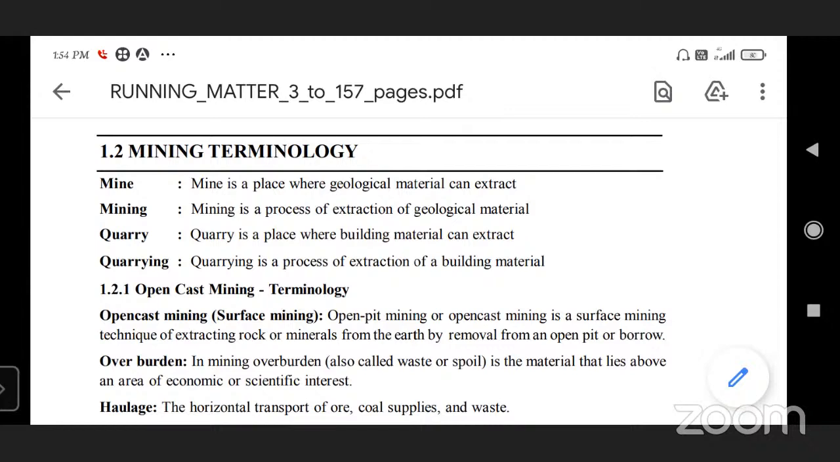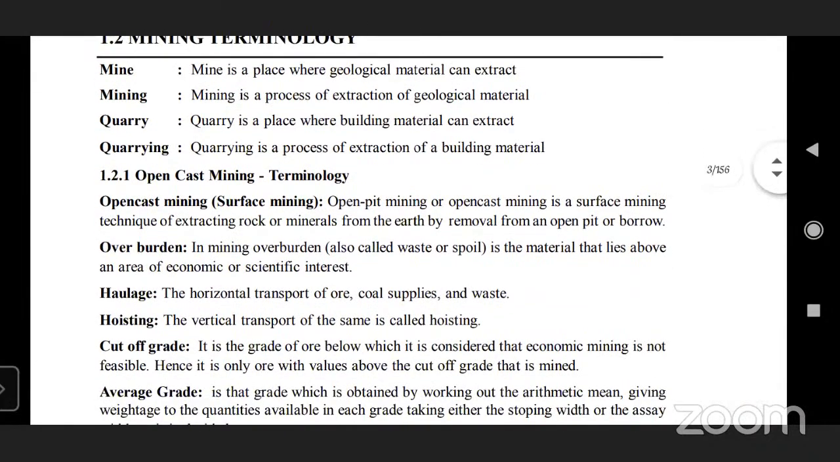Mining is a process of extraction of geological material. Like, a quarry is a place where building material can be extracted. Quarrying is a process of extraction of building material. So these are the open cast mining terminology. See the open cast mining terminology.